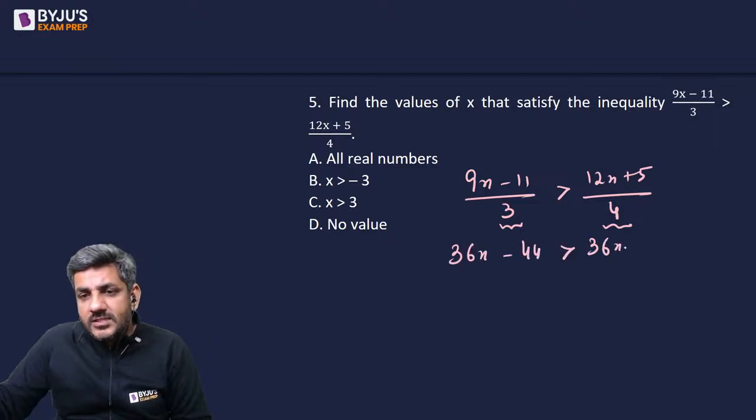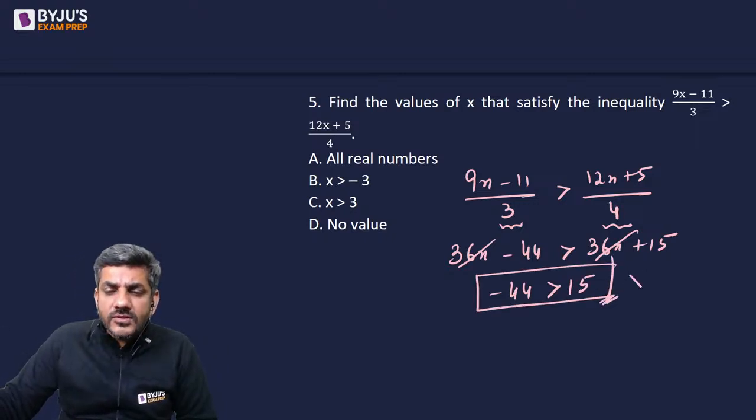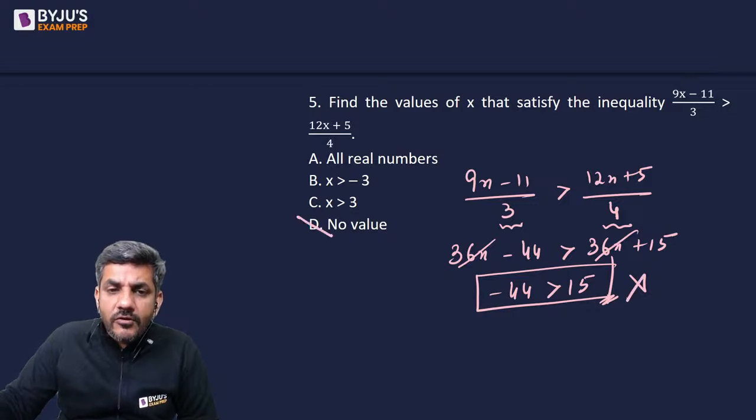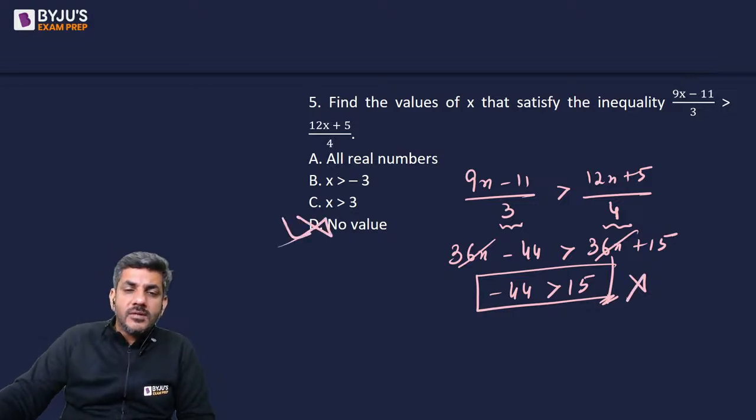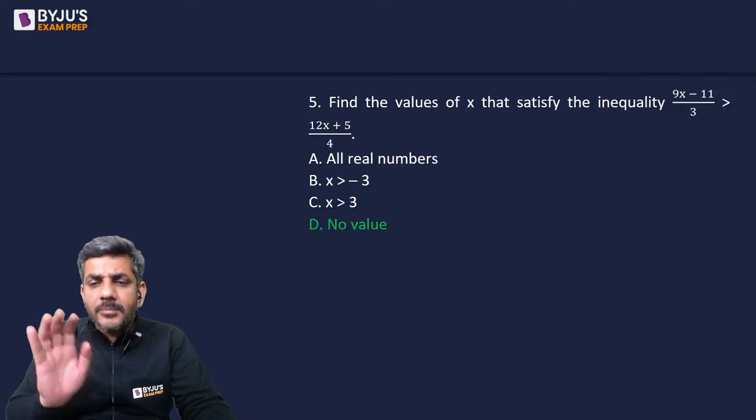12 3s are 36 plus 5 3s are 15. 36 and 36 cancel out and I get minus 44 is greater than 15. A negative number is greater than a positive number. Of course, this is not possible. That means for no value of x, it is possible. The answer is option D, which is equal to no value. That's a pretty simple question.